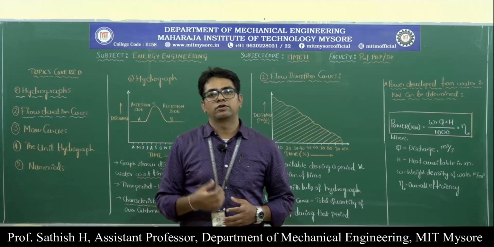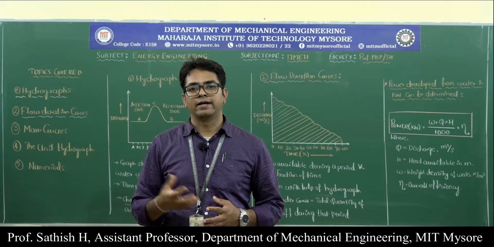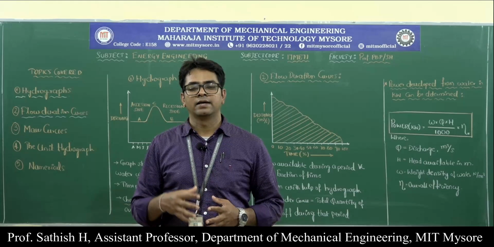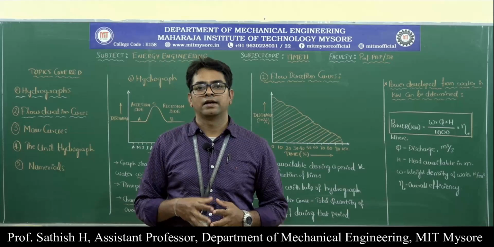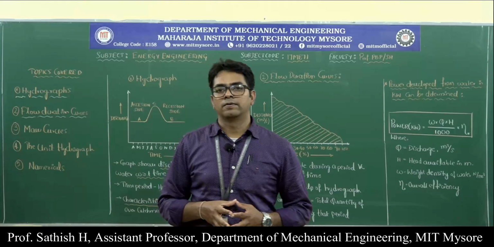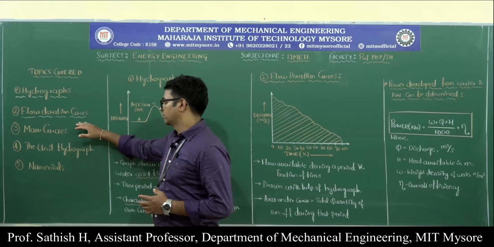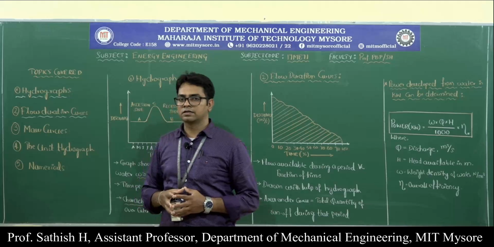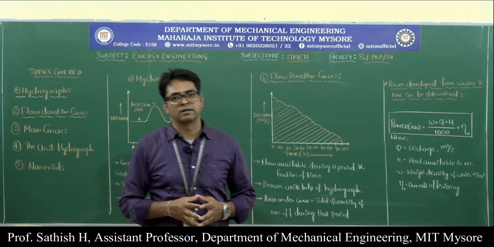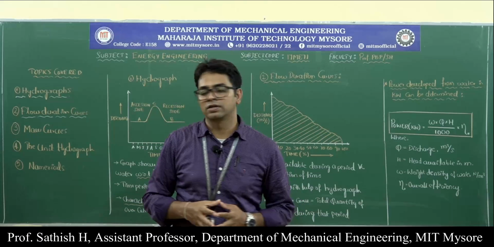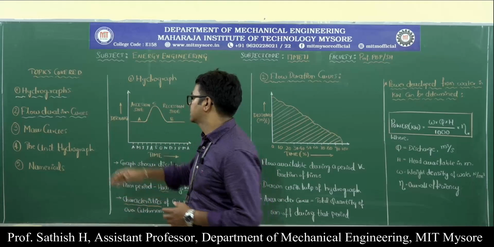The flow duration curve is also a graphical representation. On the y-axis we again have the discharge, and on the x-axis we plot the percent of the time. That is called a flow duration curve. With the help of a sketch, we will try to understand what a flow duration curve is. Later on we will discuss mass curves, unit hydrographs, and some numericals based on these concepts like hydrographs and flow duration curves. Coming to the first topic, that is hydrographs.